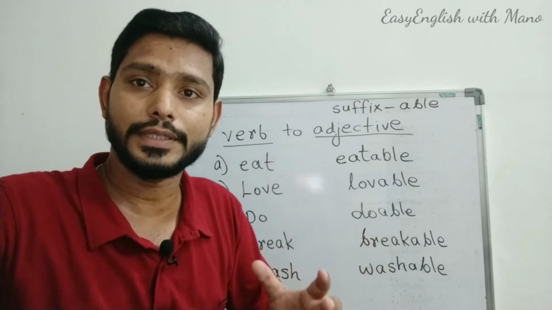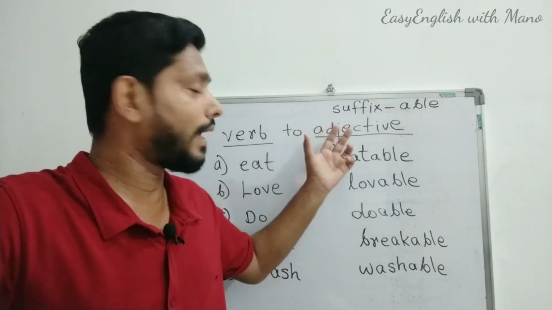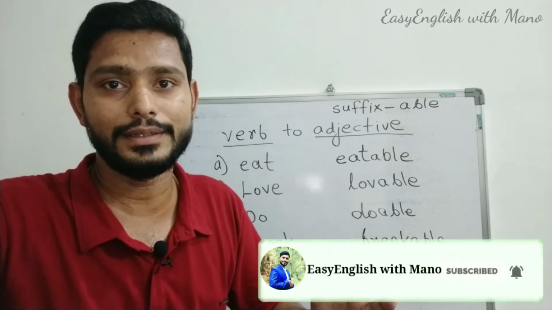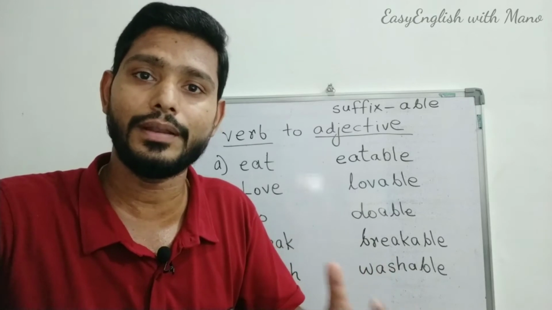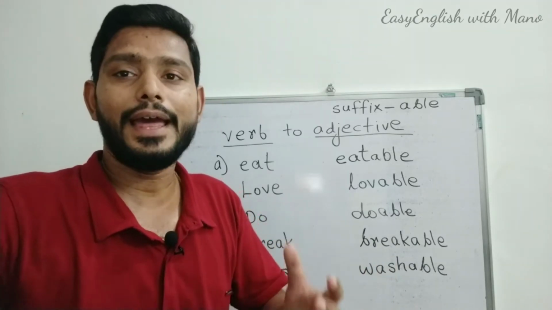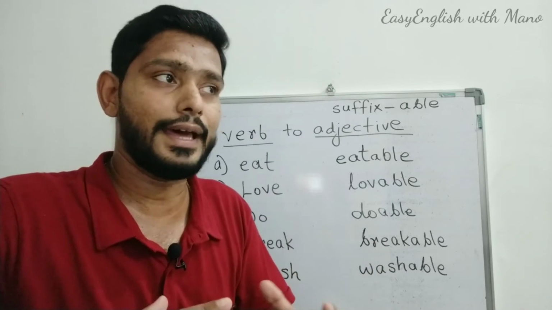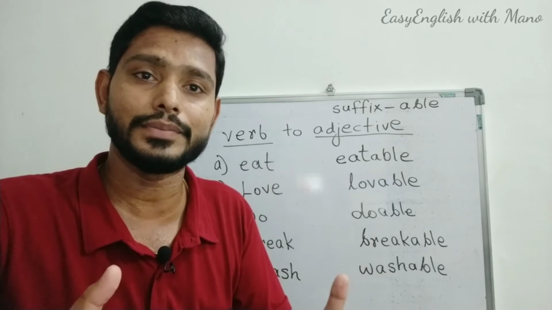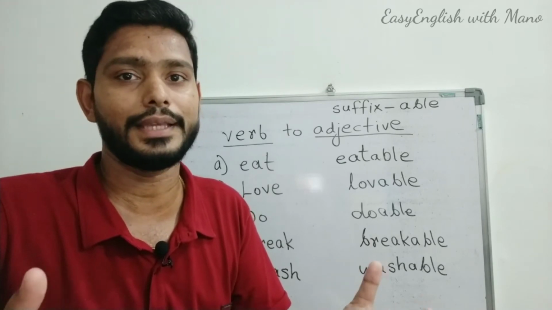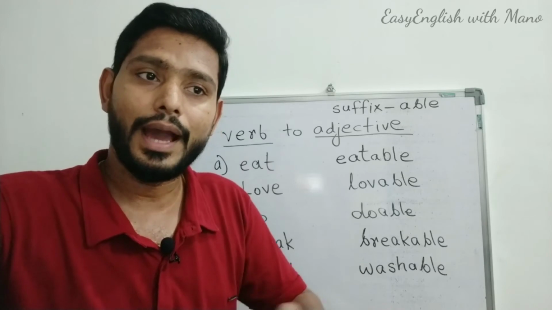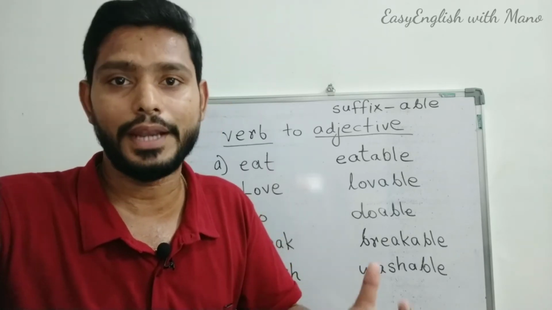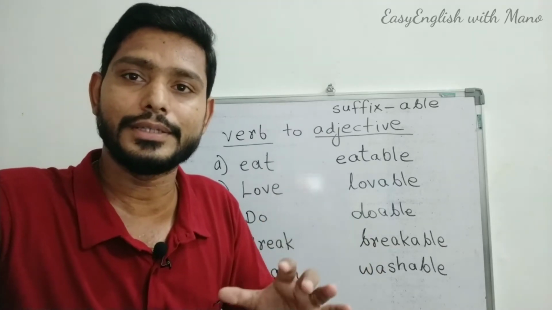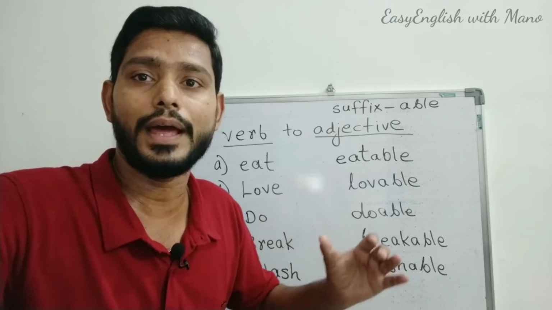So we have to first understand what a verb is and what an adjective is. You all know a verb is a word that shows an action. A word that shows an action is called a verb in English. And an adjective means words that describe more about a noun. A noun is a word that names a person, place, thing or idea, anything like that. So a naming word is called a noun, and a word that tells more about a noun is called an adjective in English grammar. So here the question is, how can we change a verb to an adjective?